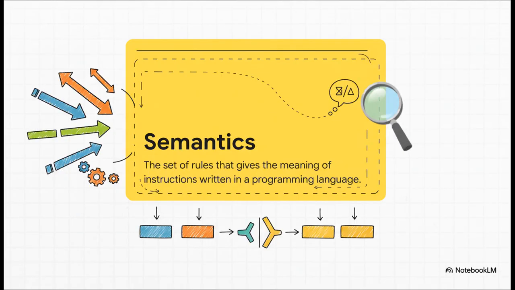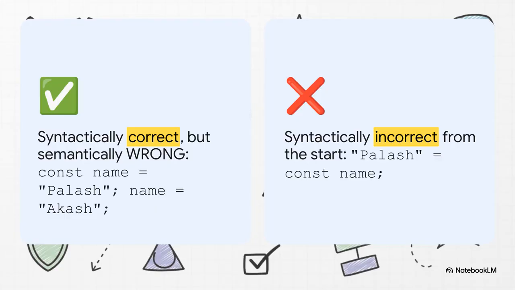But just because your sentence is grammatically correct doesn't mean it makes any sense, right? That's where semantics comes in. Semantics is all about the meaning. Once you've written something that's syntactically valid, semantics is what defines what those instructions actually tell the computer to do. It's the logic.